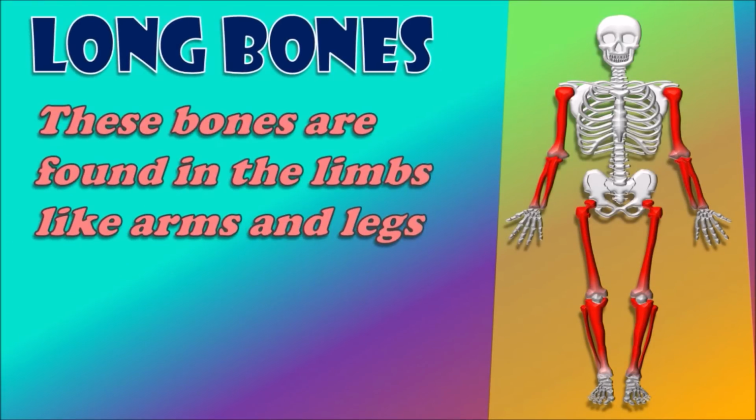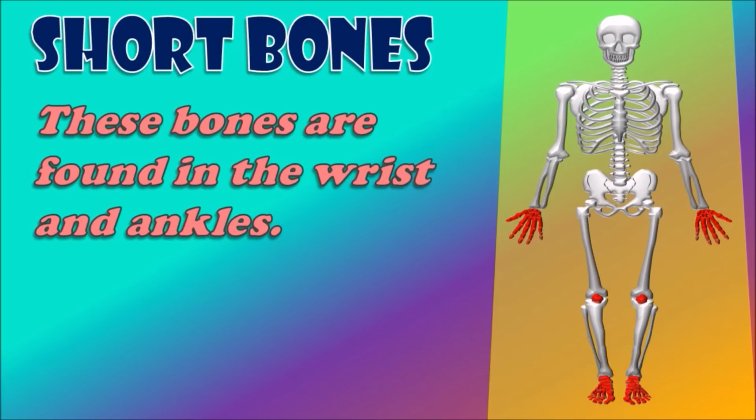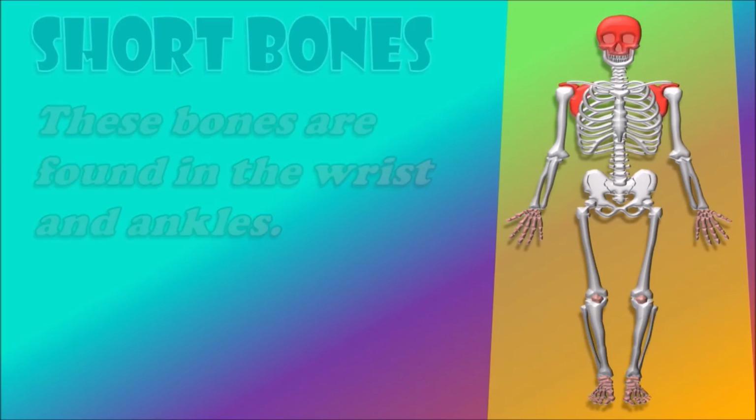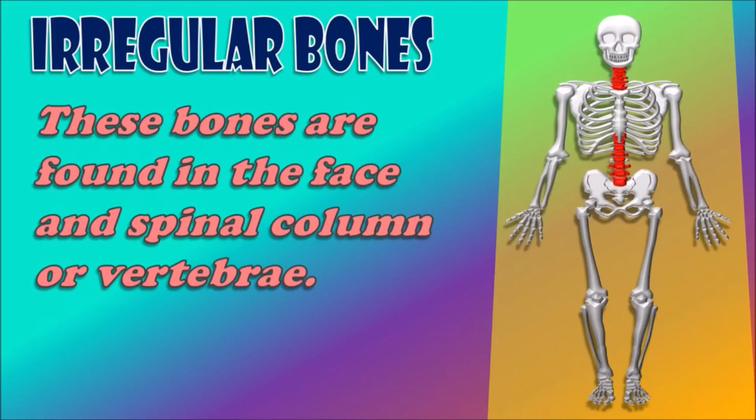Long bones are found in the limbs like your arms and legs. Short bones are found in the wrist and ankles. Flat bones are usually found in the shoulder blades and skull. Irregular bones are found in your face and vertebrae.